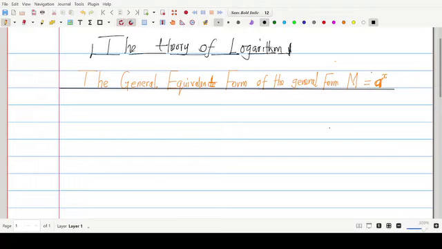When we say equivalent form, we are talking about a different form that says the same thing as the previous one. We have an expression m equals a to the power x. There is a very useful form that says the same thing, called the logarithm form. So a logarithm statement is equivalent to this power statement. We shall define it as follows.